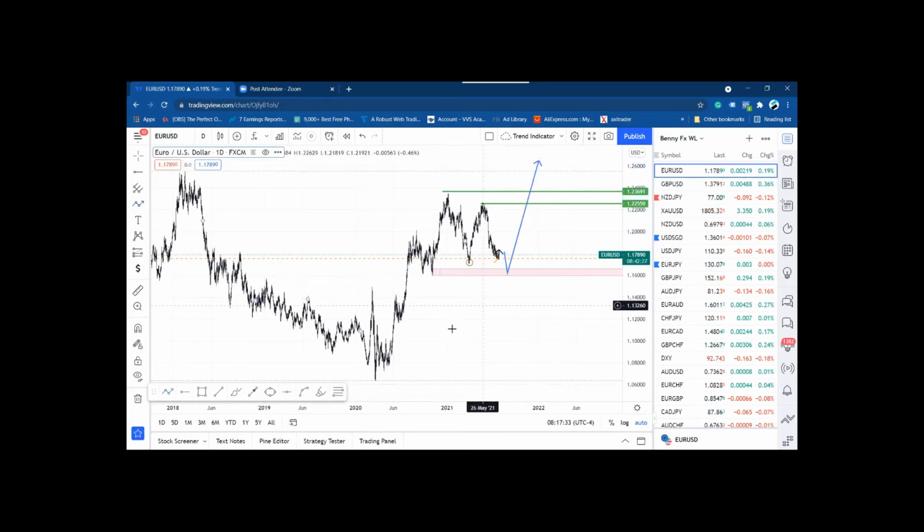Okay. So if euro behaves this way, then we will have this, right? Which means that the uptrend remains intact, right? So I think that this is a level that we have to watch.